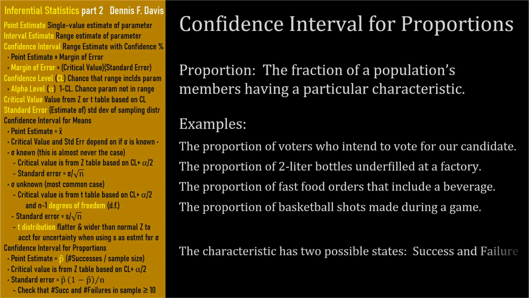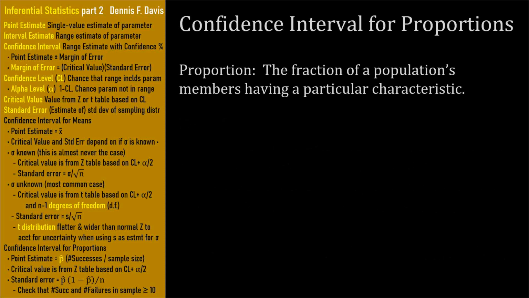In each case, the characteristic is a binary variable that has only two possible states, which we call success or failure, depending on what we're interested in counting. And the proportion is the number of successes in the population divided by the size of the population.